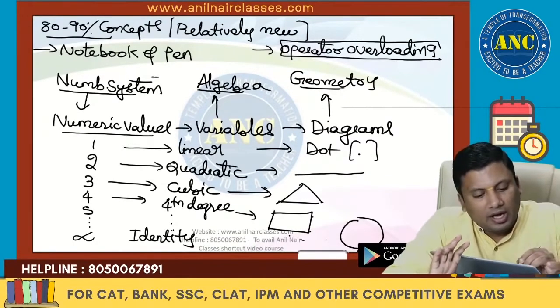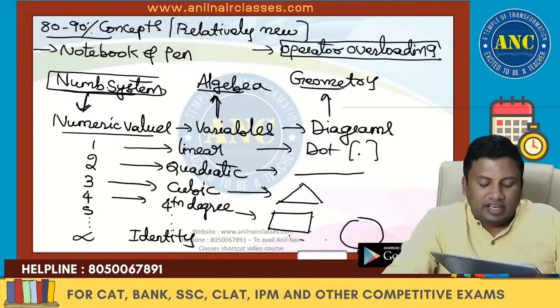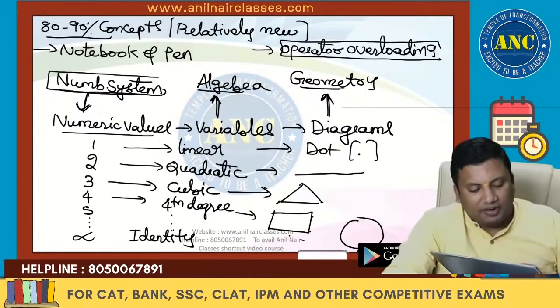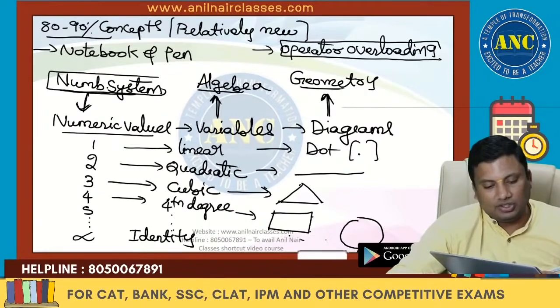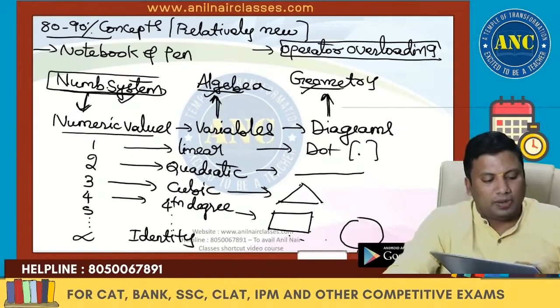Number system is a representation of elements using numerical values. Representation of variables is algebra. Representation of diagrams is geometry. This is how your 5th class to 8th class textbooks have evolved.